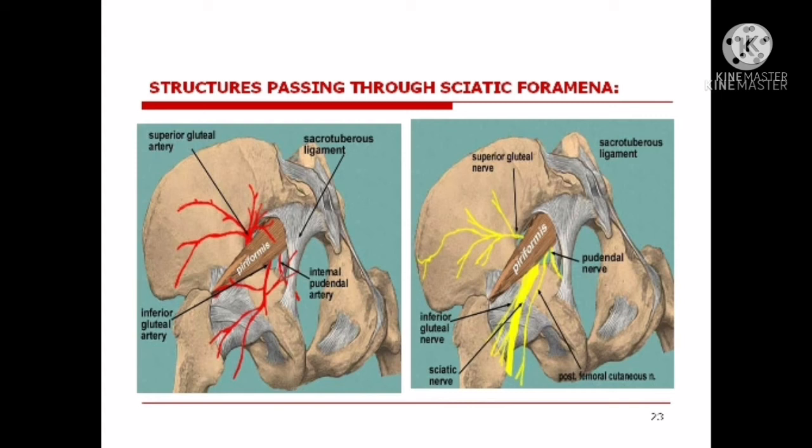In the other diagram, you can see the superior gluteal artery passing above the piriformis muscle through the greater sciatic foramen, and below the piriformis muscle you can see the inferior gluteal artery and the internal pudendal artery. The inferior gluteal artery will go to the gluteal region, and the internal pudendal artery will go back to the pelvic region through the lesser sciatic foramen.